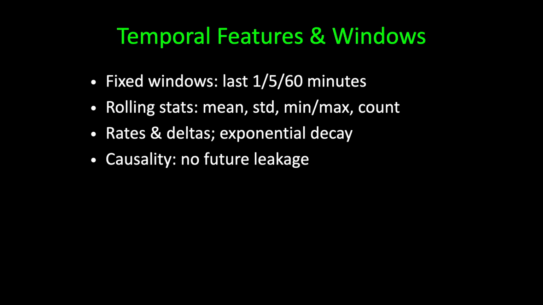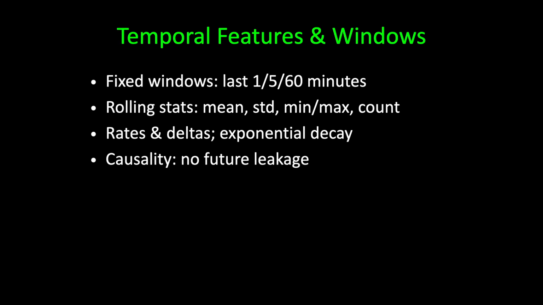Let's talk then about temporal features in windows. Attacks unfold over time. That's that temporal factor. We need features that summarize behaviors across those time windows. Choose fixed windows that are tied to operational rhythms, maybe say 1, 5, and 60 minutes. Those are common. Within each, you compute rolling statistics: the count of connections, the mean and standard deviation of bytes out, min and max packet sizes, number of distinct destinations, unique countries. Those types of things are definitely helpful to calculate and to record during those time windows.